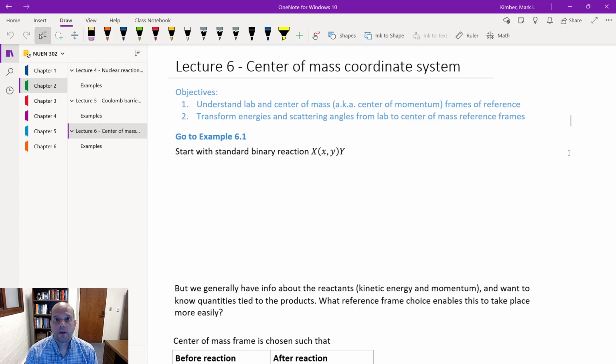Welcome to lecture number 6 in NEN 302. Last lecture we discussed different conditions that we need to meet in order for reactions to occur. We've been talking about the Q value of a reaction for the last few lectures.